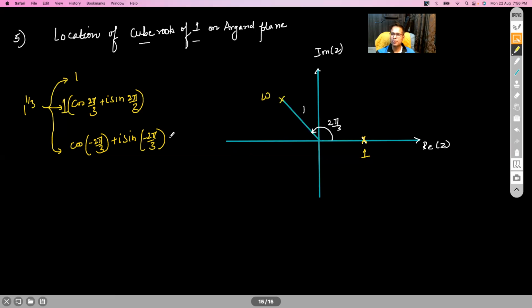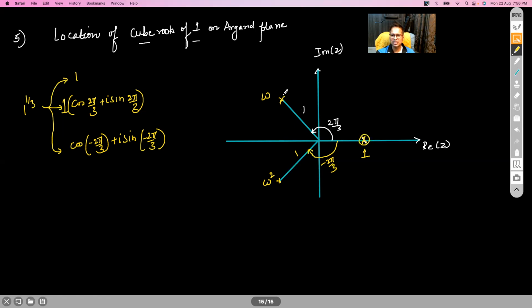Okay. And omega square will be, either you can take the mirror image about the real axis because omega square is the conjugate of omega, or you can follow this particular method, go minus 2 pi by 3 and again at a distance of 1. Okay. This will be the position of omega square. Mind you, omega and omega square will be mirror images about the real axis. Okay. So this is the location of the 3 cube roots of unity. Note it down.